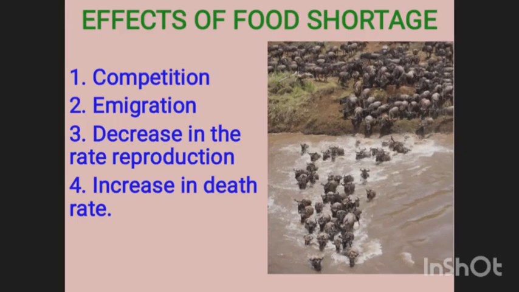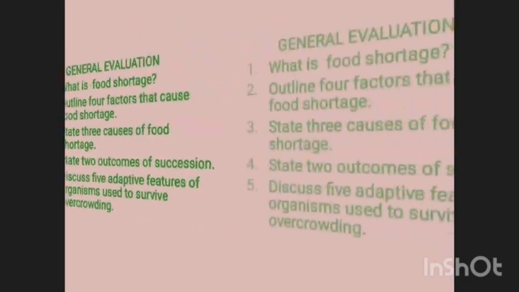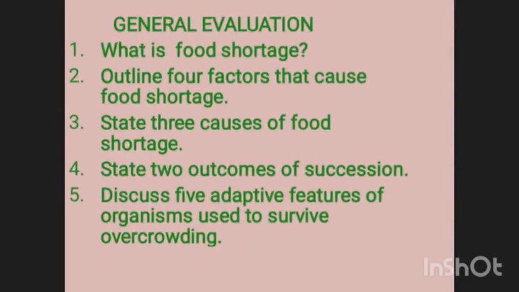Number three is decrease in the rate of reproduction. If there's food shortage, the organism will not be able to perform well, and it can affect the system of the organism, which also affects its reproduction. Number four is increase in death rate. Organisms that are not powerful enough, not fit enough, can begin to die due to food shortage. When the food shortage lasts for so long, organisms begin to die. These are the effects of food shortage. All right, we've come to the end of this class.